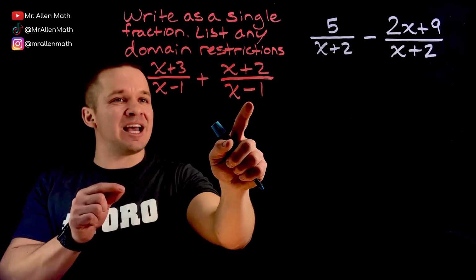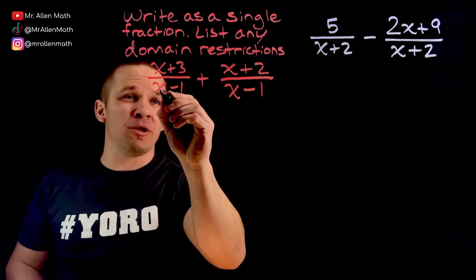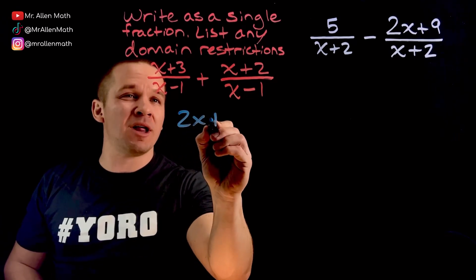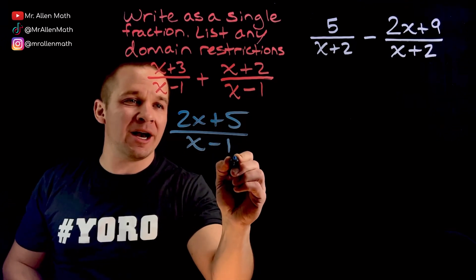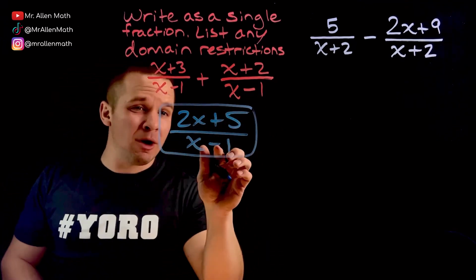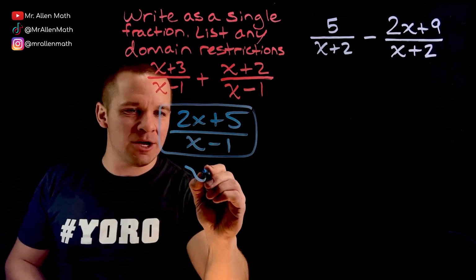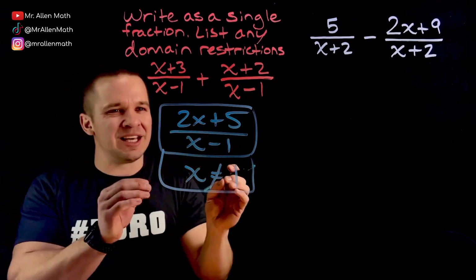These ones are the same, so we can just add our numerators. x plus 3 plus x plus 2 gives me 2x plus 3 plus 2 is 5, over my x minus 1. Easy peasy. But I have to list the domain restrictions. So if I look at my denominator, x cannot equal positive 1. That is it. Done with this problem.